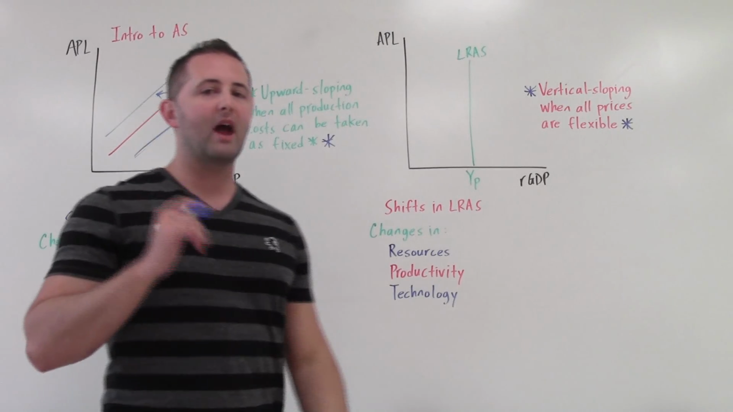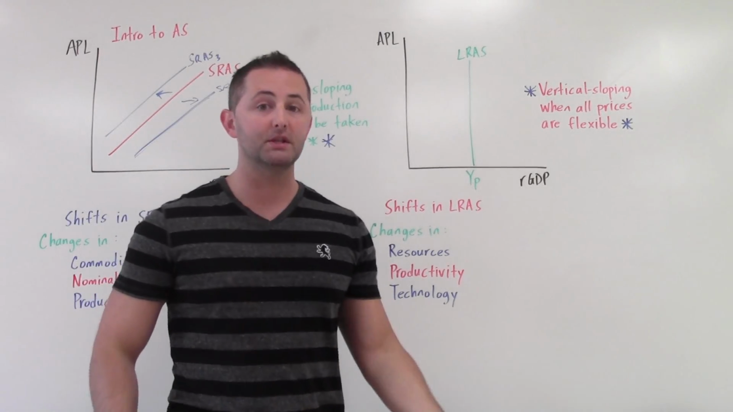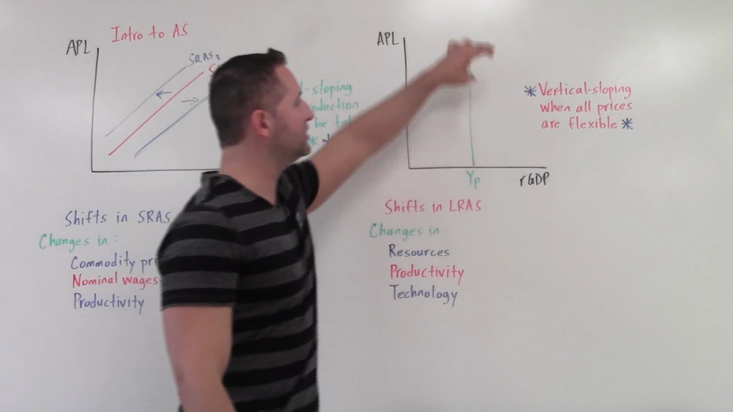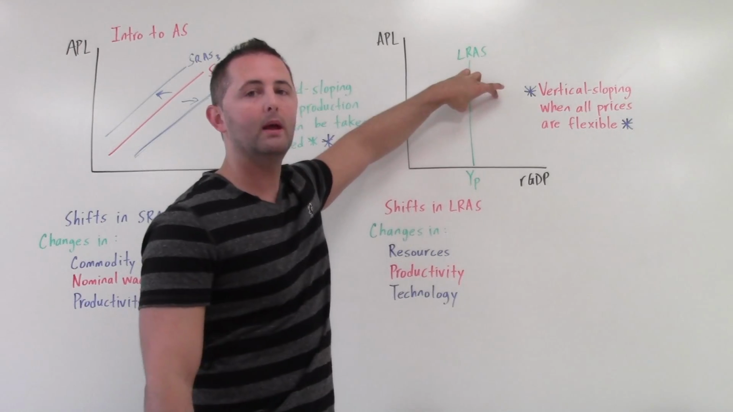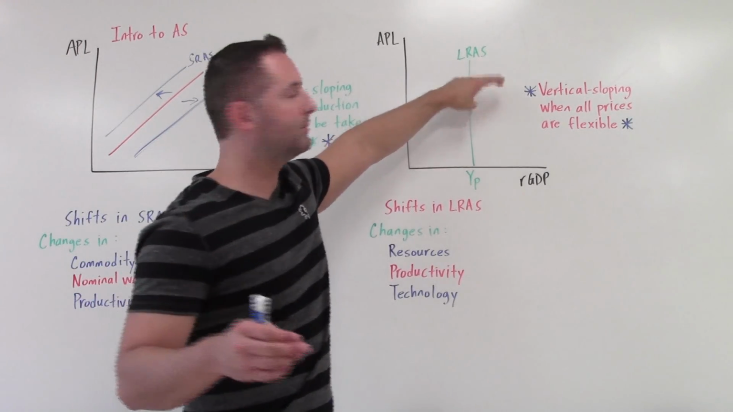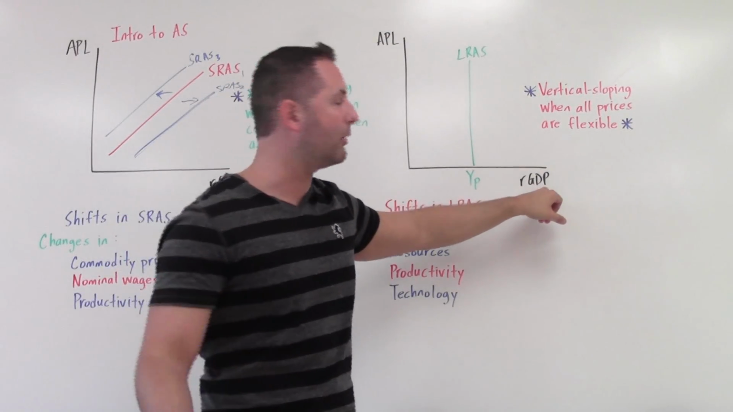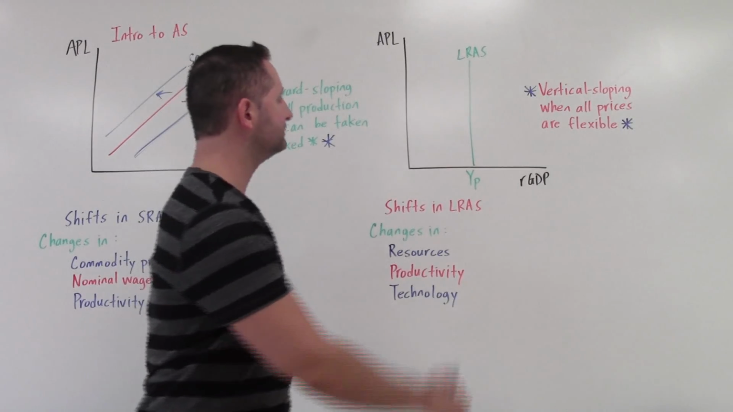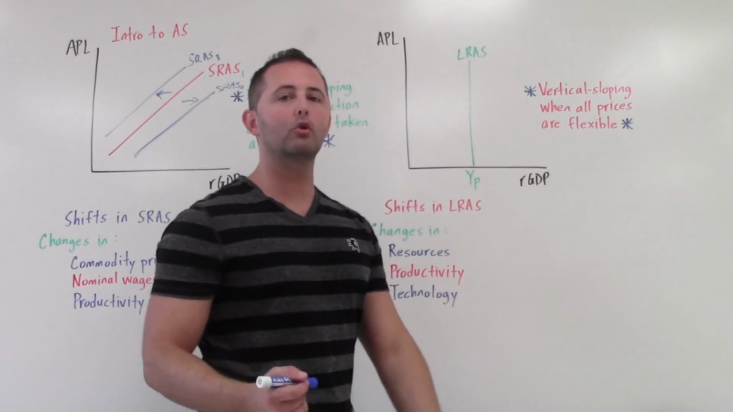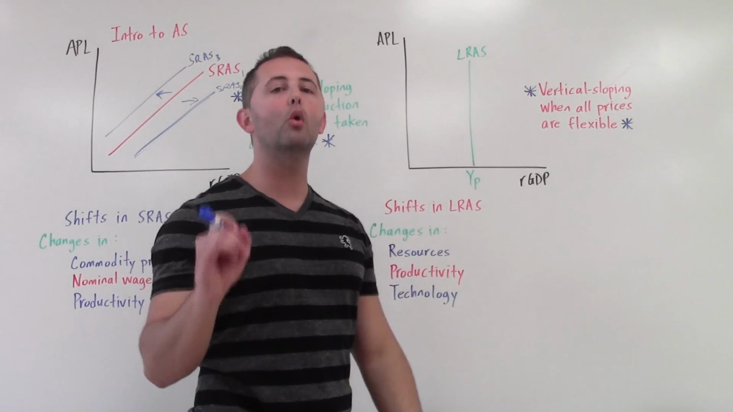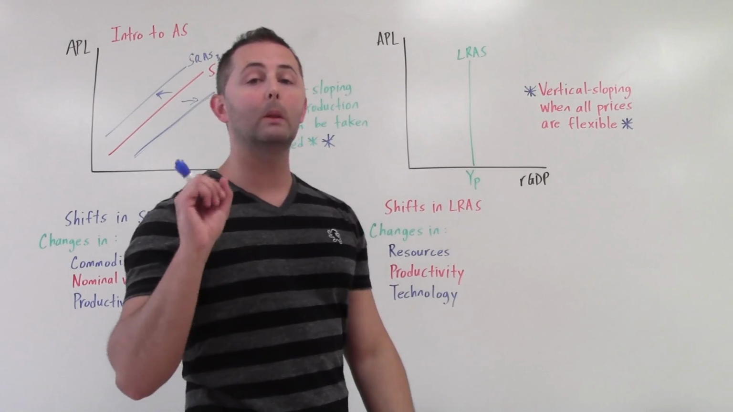They won't be fixed forever. Eventually the price of cotton changes, or the wages change, or the price of oil changes. When we have those changes, then this curve is vertical. And so now what is the relationship between aggregate price level and real GDP, or aggregate output? Well, now we see that there is in fact no relationship. A change in price level has no effect on output in the long run.